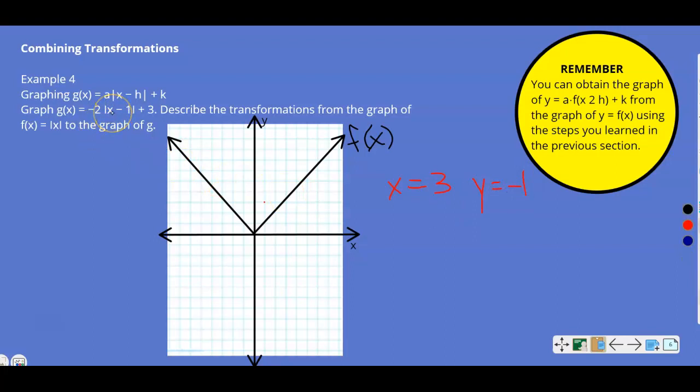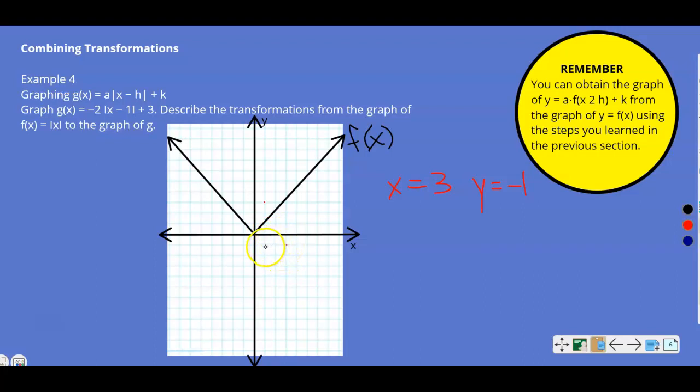All right, let me check that again. So 3 minus 1 is 2. Absolute value of 2 is 2. 2 times -2 is -4. -4 plus 3 is -1. Okay, so now that we have another point, we can come over to 1, 2, 3, and go down 1. We know we have another point.